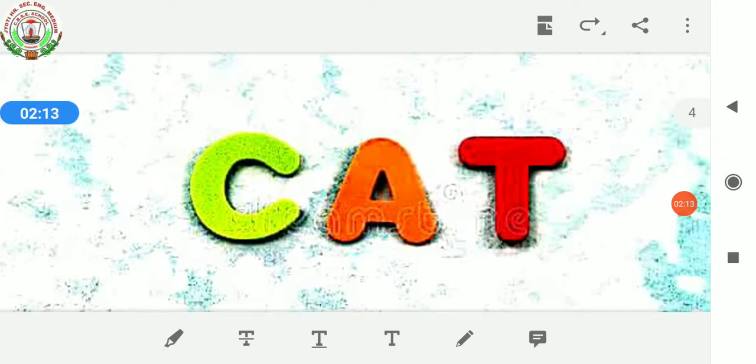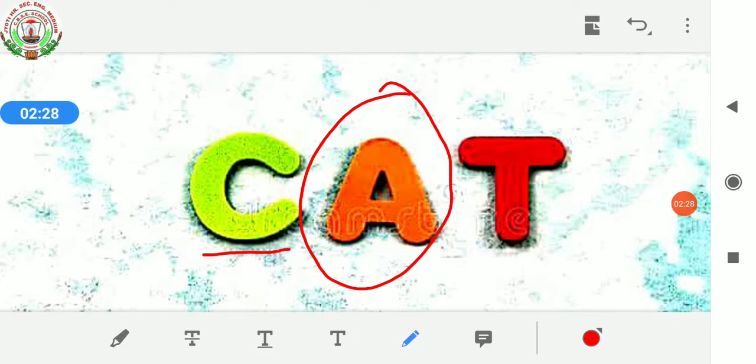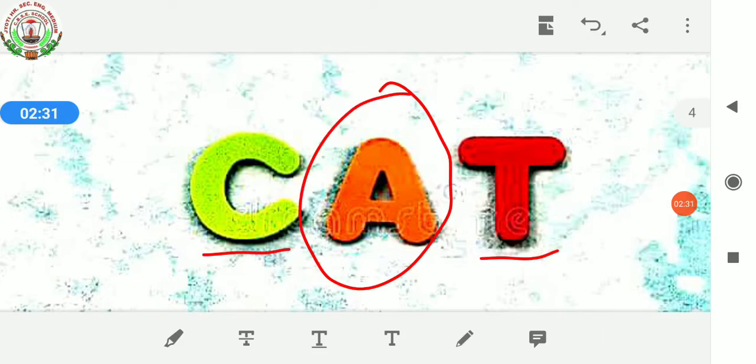So now look at this image. It is written over here: cat. C-A-T, cat. Can you guess which one is a vowel and which one is a consonant? Yes, A is a vowel and the rest two, C and T, these both letters are consonants.